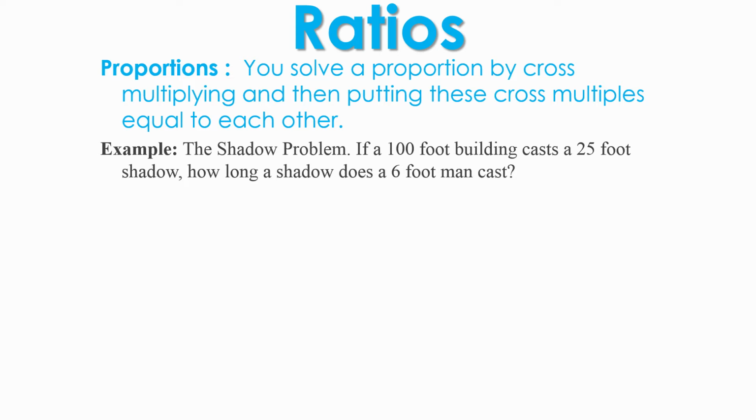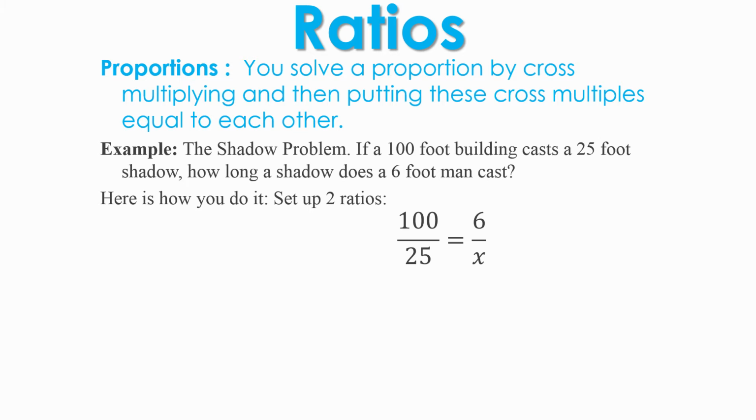The shadow problem. If a 100-foot building casts a 25-foot shadow, how long a shadow does a 6-foot man cast? All right, here's how you do it. Set up the two ratios. 100 divided by 25, the height of the building divided by its shadow, equals 6 divided by x, the height of the man divided by his shadow.